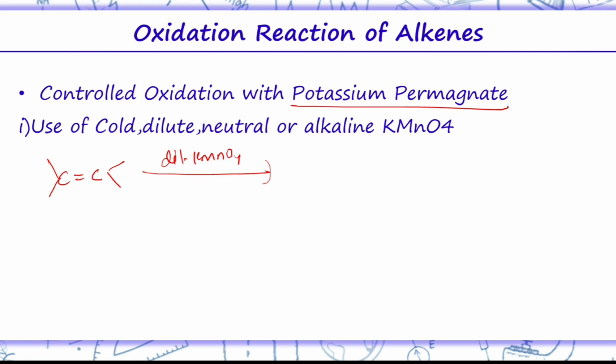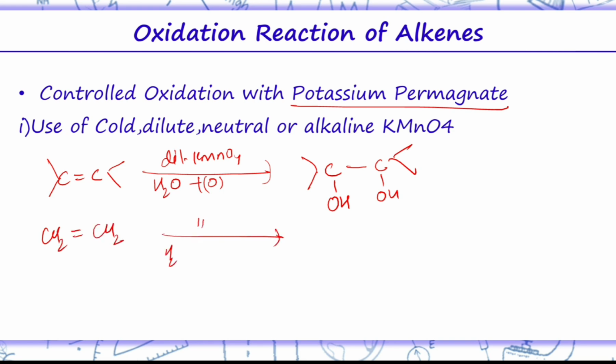So here, an OH group appears on the carbon atoms which carry the double bond. We are performing an oxidation reaction over here. The carbon which was double bonded will have an OH group attached to it. For example, CH2=CH2 with dilute KMnO4 and H2O plus oxygen gives CH2OH-CH2OH.